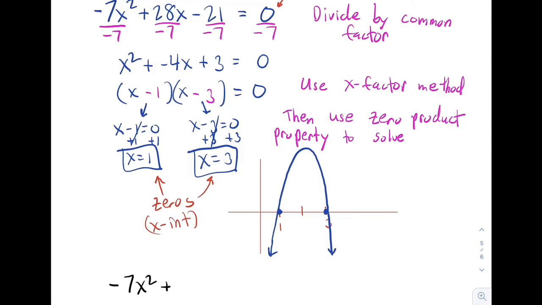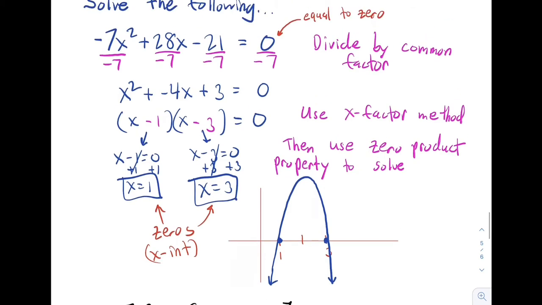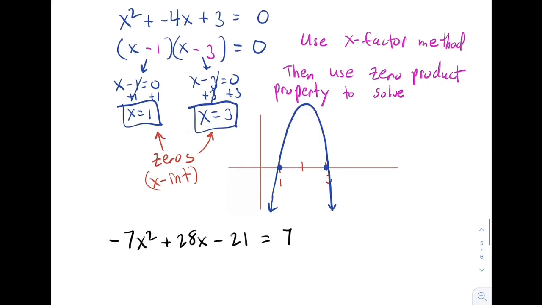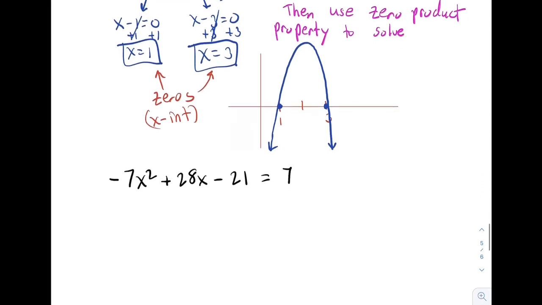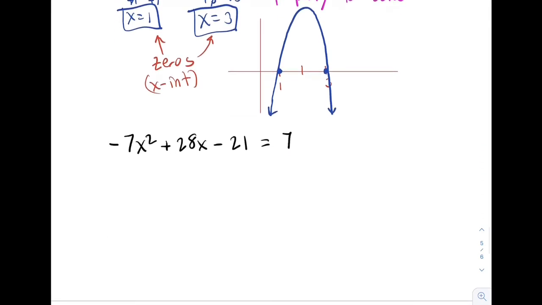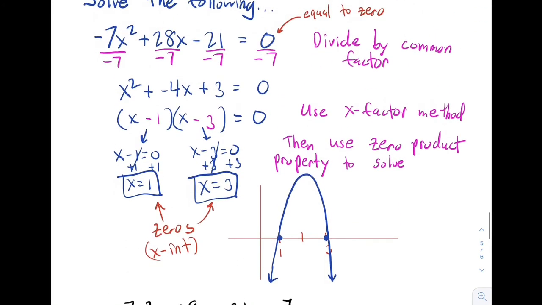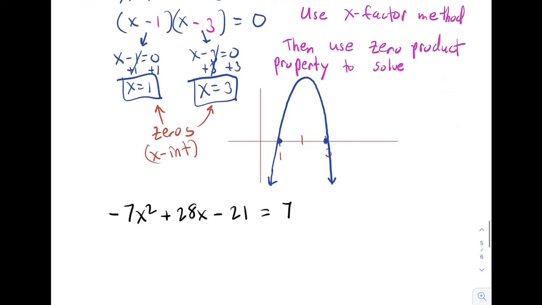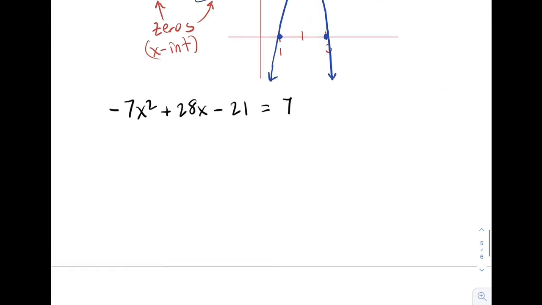What if we have the same equation, negative 7x squared plus 28x minus 21, and instead of equal to 0, they say, what if it's equal to 7? What would be the x value if your equation was equal to 7 instead of 0? So there's a difference, right? The top one is equal to 0. This one's equal to 7. It's a different answer. So our answer is not going to be our zeros, because it's not equal to 0. We must make it equal to 0 in order to solve it by factoring.